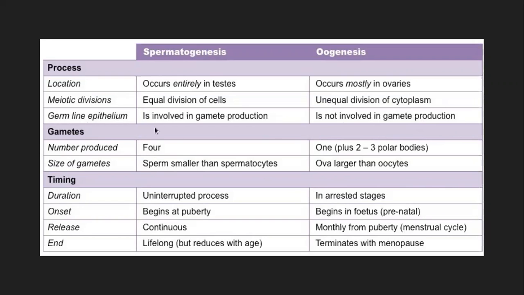The number of gametes produced is 4 in the case of spermatogenesis. Here it is only 1, but obviously the 3 polar bodies are formed. It's not 2 or 3, but specifically 1 ovum and 3 polar bodies.